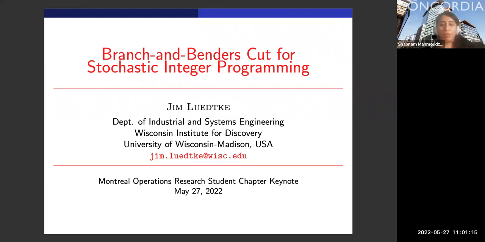Dr. Jim Luedtke is a professor and associate chair of graduate affairs at the University of Wisconsin-Madison. He received his Ph.D. in industrial and systems engineering at the Georgia Institute of Technology in 2007. He was awarded the INFORMS Optimization Society Prize for Young Researchers in 2013. His research interests are mixed integer optimization, stochastic optimization with risk constraints, and applications of optimization. Today, Dr. Jim will talk about branch and cut for stochastic integer programming.